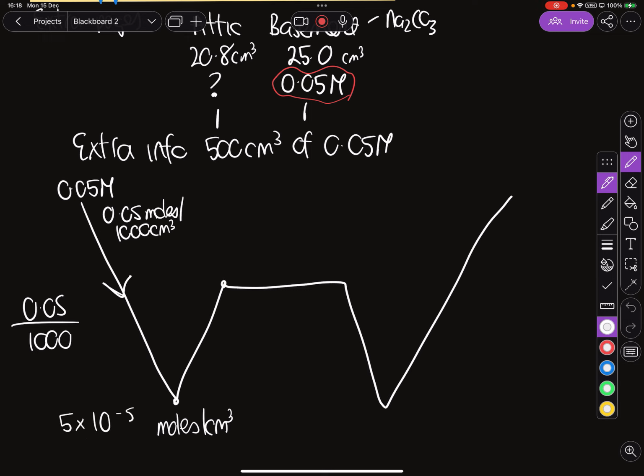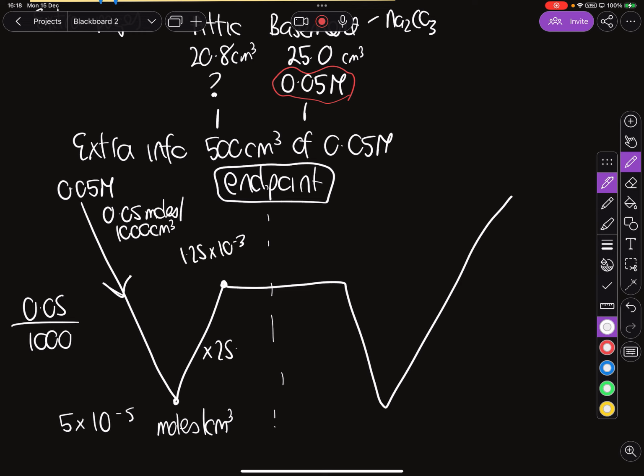We know when we get up to this point that this flat line is everything to do with the end point, and it is moles of what was in our basement at the end point. So we have to multiply by 25 to turn that into moles per 25 centimeters cubed. So then it becomes 1.25 by 10 to the minus 3 moles in 25 centimeters cubed. At this point, we're using our ratio. The ratio is 1:1. So now I know I must have 1.25 by 10 to the minus 3 moles, except now this is going, have I done that right?